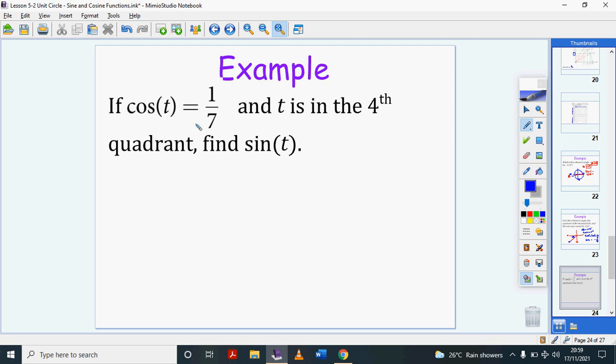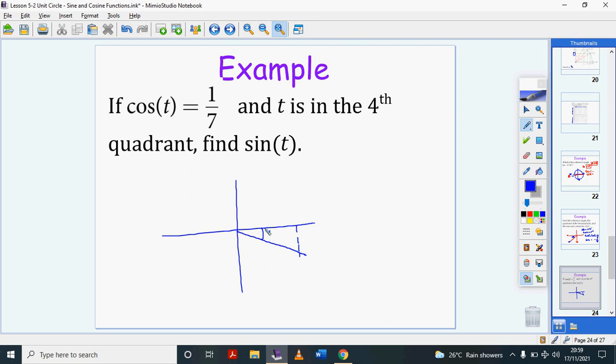If cosine t is 1/7 and t is in the fourth quadrant, find the sine of t. So t is in the fourth quadrant, right? The cosine of t is 1/7. So I know that the sine in this quadrant will have to be negative, right?